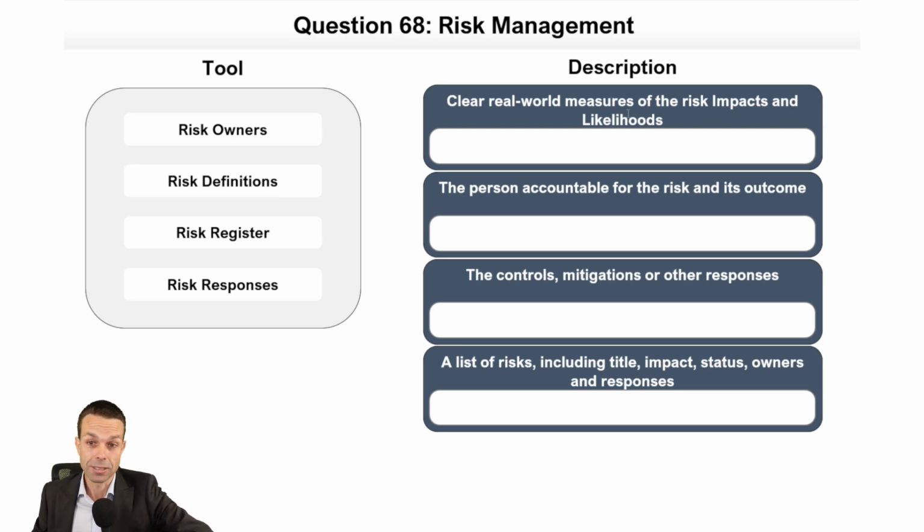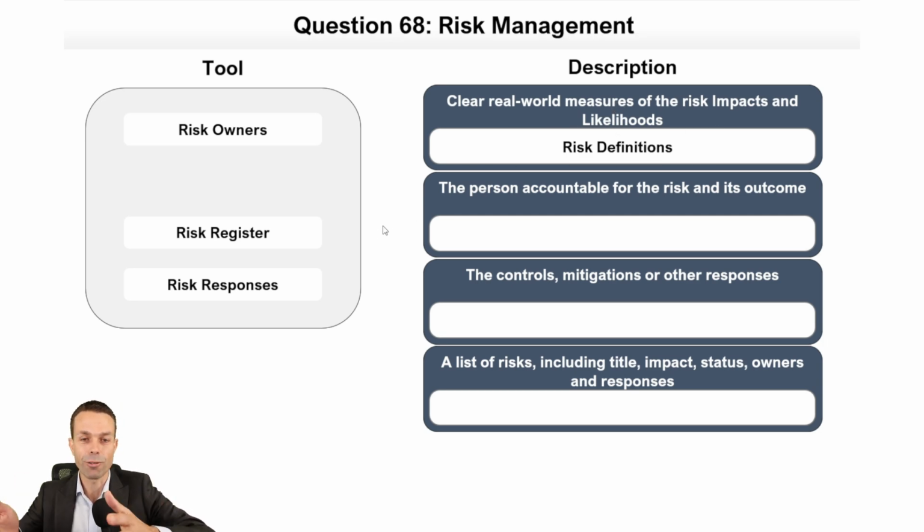Clear real-world measures of the risk impacts and likelihoods. Those are our risk definitions. And risk definitions are really handy because then if we've got a likelihood of 1 to 5, we're saying, what does that actually mean in the real world? Is a likelihood a 20% chance of it happening? Or it's only going to happen once a month, or once a year, or once a day? What does that look like in our organization? And each organization will be different, so we have to define it. Pretty cool. I really like that stuff.